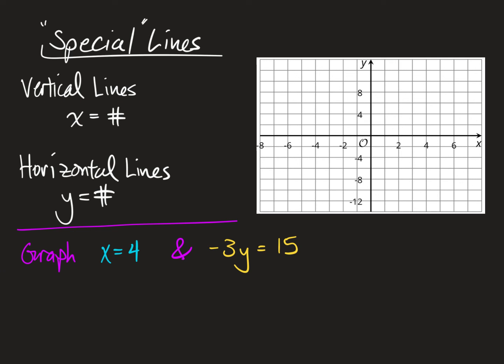We have special lines, and I put special in quotes because they're still lines. It just so happens that these lines are either going to be vertical or horizontal. And vertical lines end up having the equation x equaling some number, and horizontal lines end up having the equation y equals some number. And you might have to solve for x or y in one of these cases, but just know these lines go very quickly.